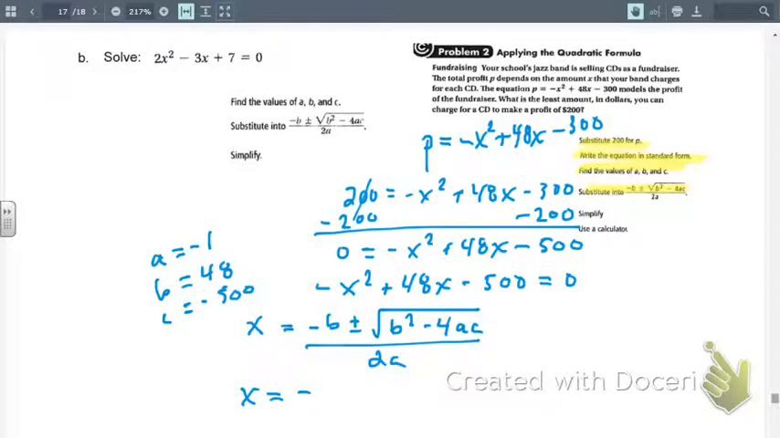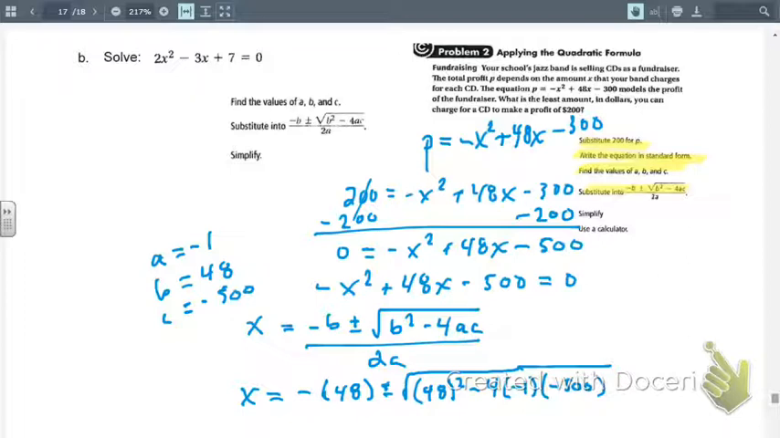So write down that negative sign. Our b is 48. And then b squared, so 48 squared minus 4 times negative 1 times negative 500 all over 2 times negative 1.